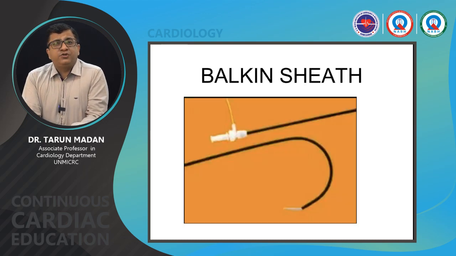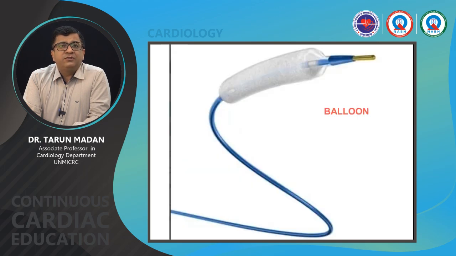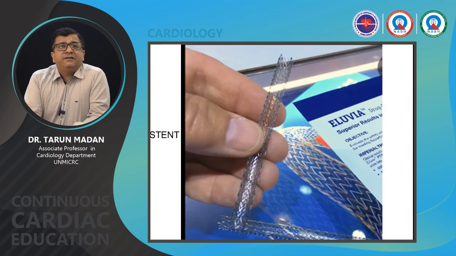This is a picture which shows a crossover Balkin sheath, which is a very rigid and braided sheath, very good for crossover procedures. These are the over-the-wire balloons, and these are the self-expanding stents which can be deployed in the femoral artery.